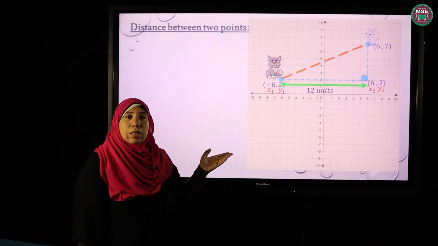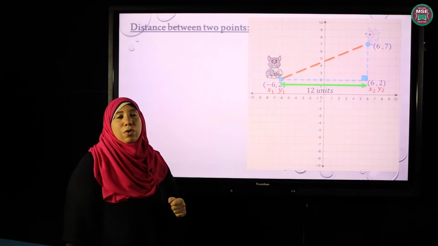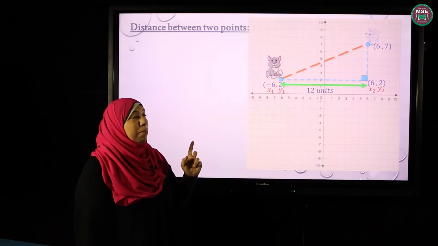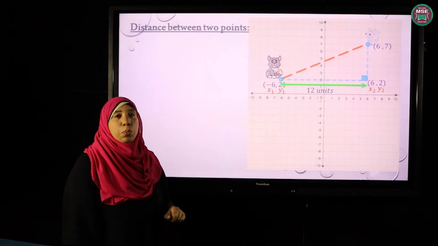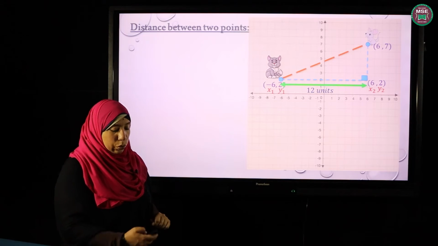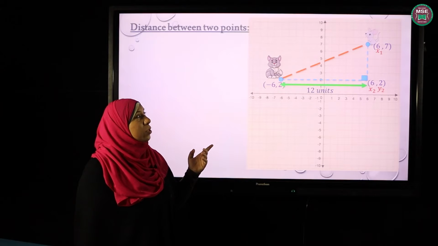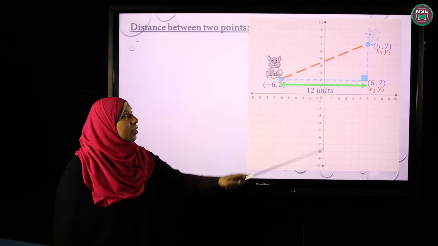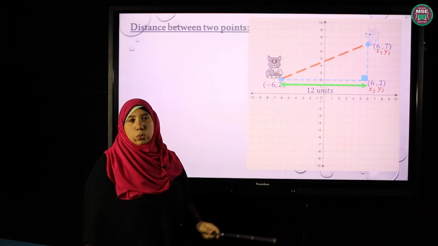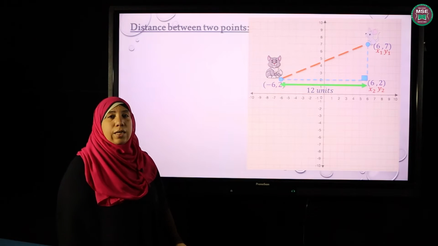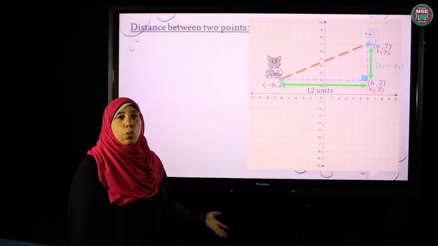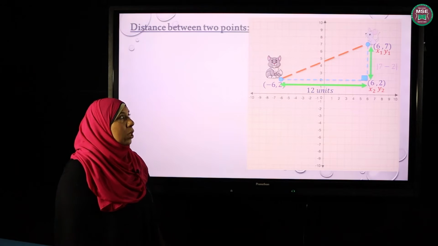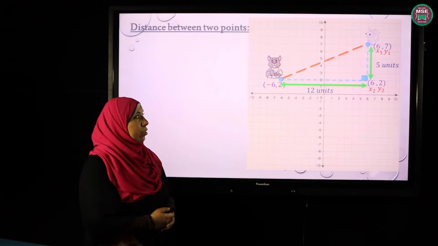Even if it's negative with you, you will find the absolute value of the negative number. We will find the distance between the mouse and the same point, 6 and 2. So we will consider that this is x1 and this is y1, and the other point is x2, y2. We will find that x1 is equal to x2, 6 and 6, so the distance here is the difference between y1 and y2. So we will make 7 minus 2. It will give you 5 units.